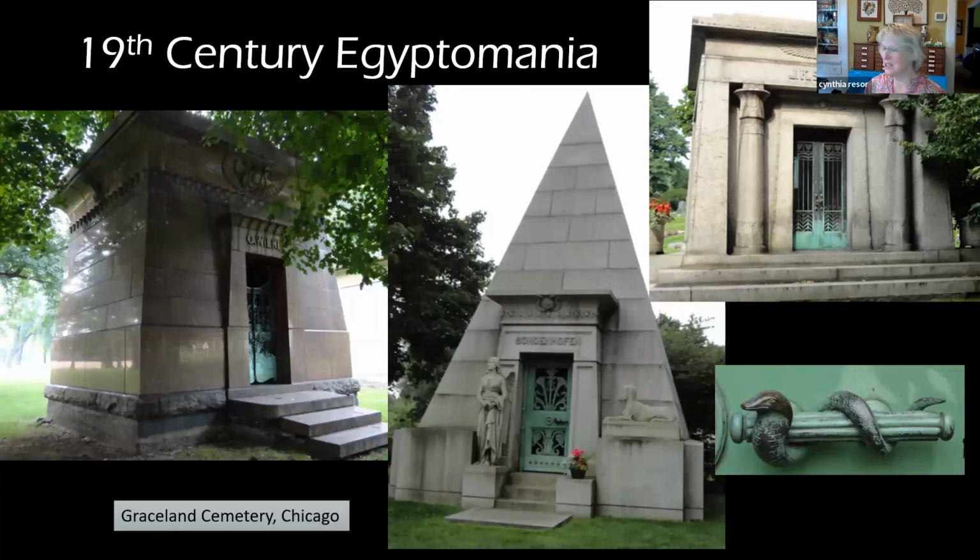Here's some Egyptian revival, Egyptomania crypts in Graceland Cemetery in Chicago. And this is a small cemetery, but there are some incredibly wealthy people buried here. And all of these are straight out of ancient Egypt in style. I especially like this one, where they've got the Sphinx on one side, but then they threw in an angel on the other side, kind of hedging their bets there.